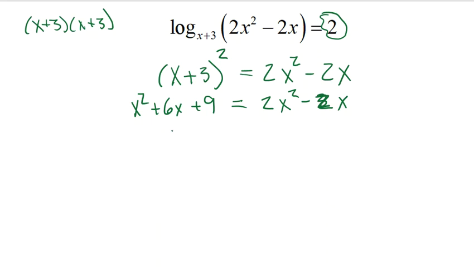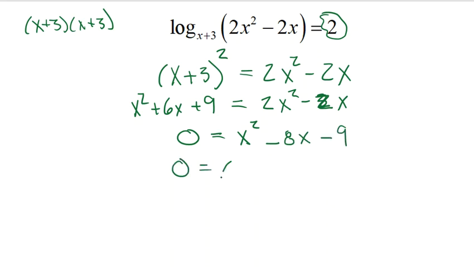All right, bring everything over to the, let's see, I always want that a term to be positive. So I'm actually going to move everything to the right. So I'm going to subtract x squared. So 2x squared minus 1x squared is a 1x squared. I'm going to subtract the 6x over, which is going to make negative 8x. And I'm going to subtract the 9 over.